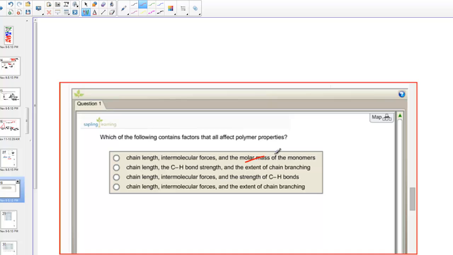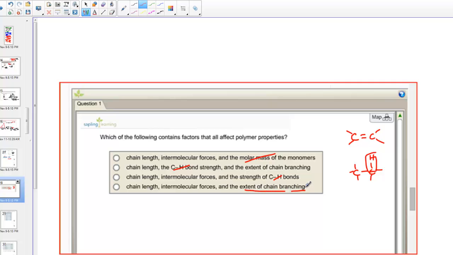Molar mass of the monomers is identical. The molar mass of the monomer is always the same for both high density and low density, and since we have the same building block, they're identical. That lets me toss out the first choice. The strength of the carbon-hydrogen bond is exactly the same in either high density or low density polyethylene. That doesn't change. The strength of the bond is identical. What it has to do with is how they're arranged, doesn't it? It has to do with the extent of the branching.